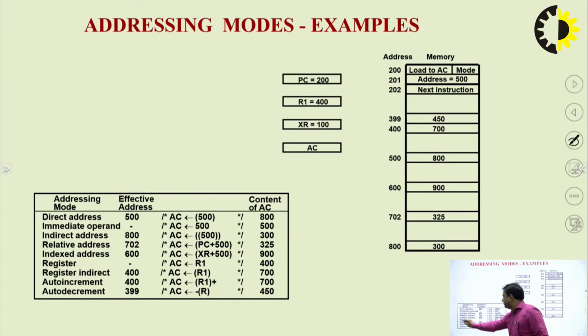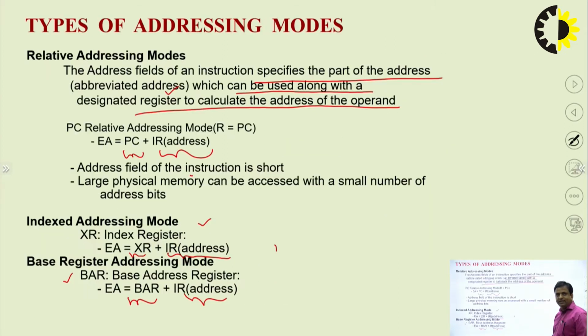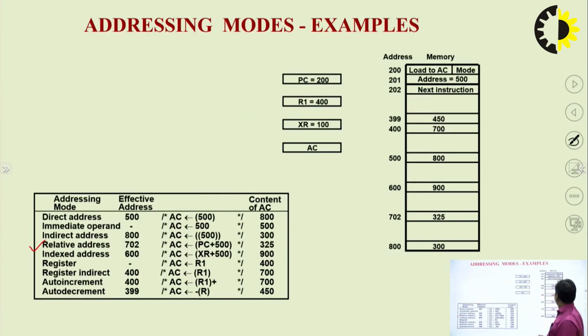Next, the relative addressing mode. The definition says the relative addressing mode is the summation of two registers: one is the program counter value plus the address field of the instruction register. So the value in the instruction register's address field is 500. This is the value of the instruction register.